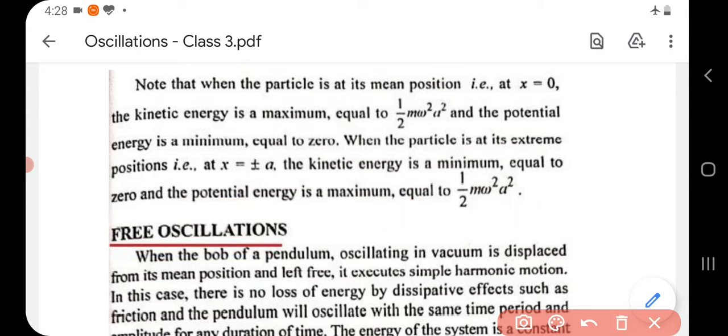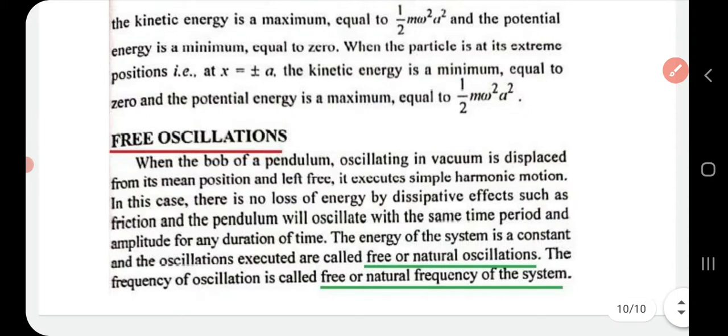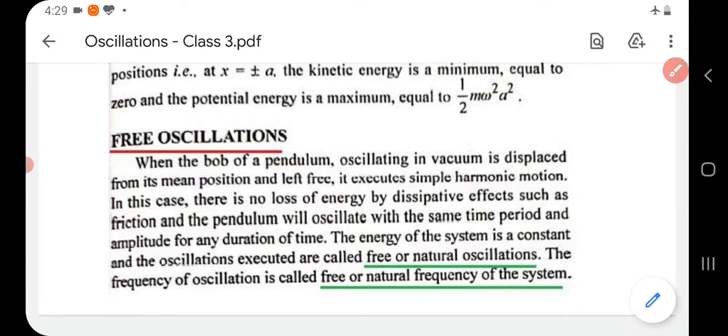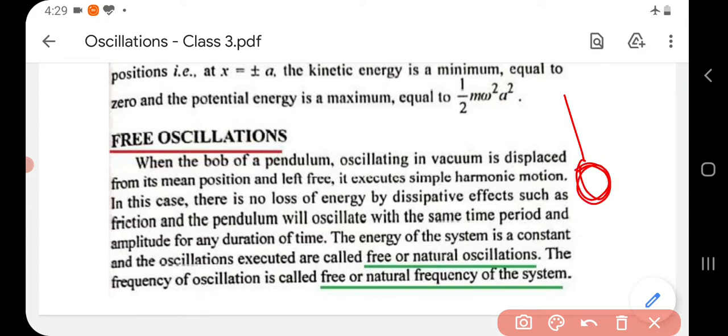Now next one, here I am presenting only a concept: define free oscillation. It is simple, you know, a simple pendulum, the bob of a simple pendulum. This one is the bob of a simple pendulum. Suppose that it is oscillating in vacuum and you are displacing it from its equilibrium position and letting it free, then it will execute simple harmonic motion. And here, since it is oscillating in vacuum, there is no loss of energy because there is no frictional force, nothing like that.